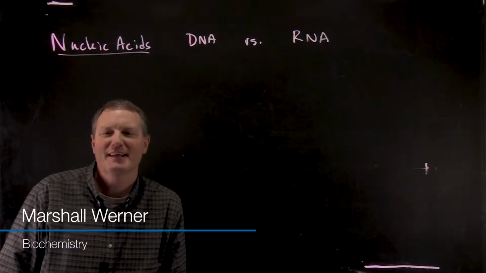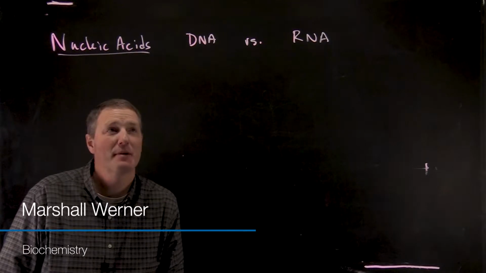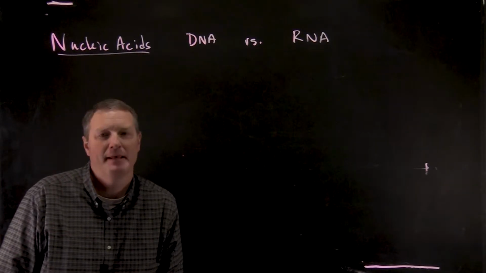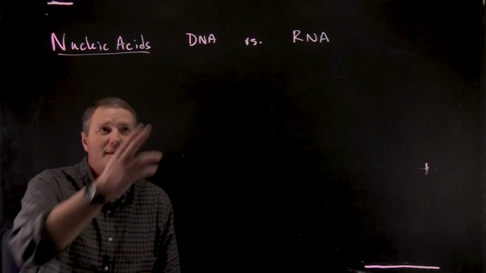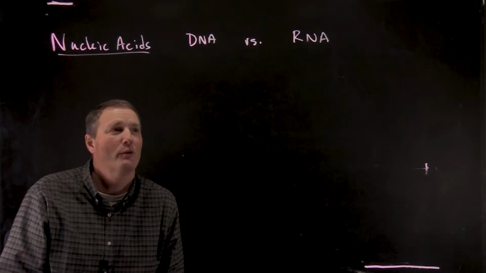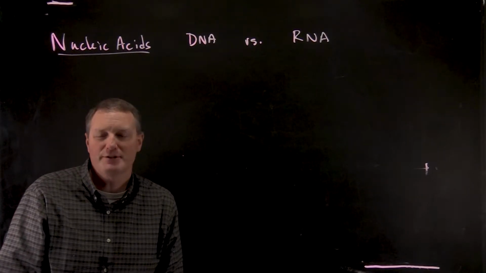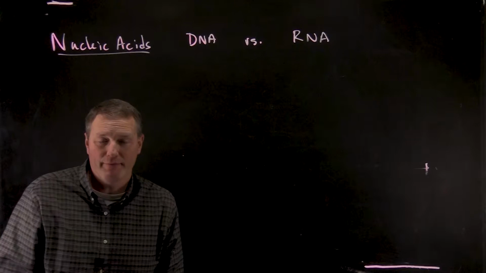Hey folks, in this video I'd like to take a look at the differences in the types of nucleic acids, primarily DNA versus RNA. You probably all know this, but let's just define. DNA stands for deoxyribonucleic acid, whereas RNA stands for ribonucleic acid. So I'm going to start out with the structure of RNA first.